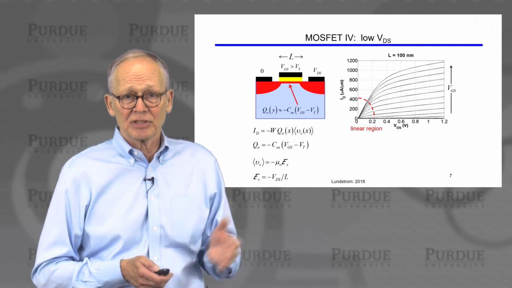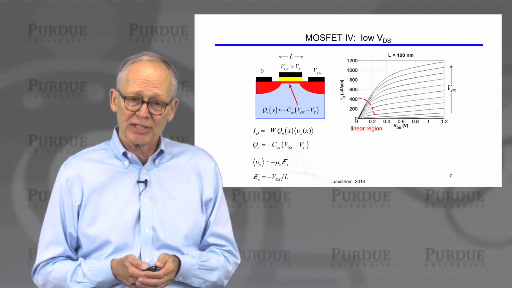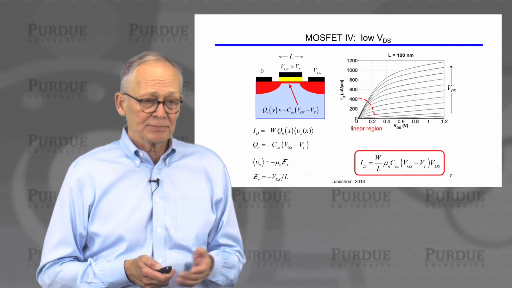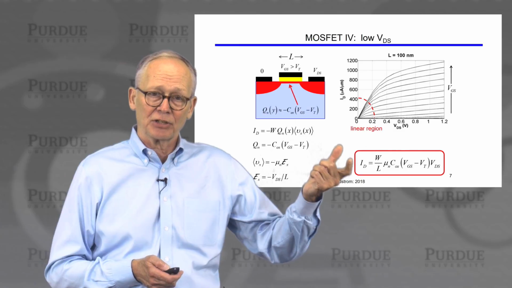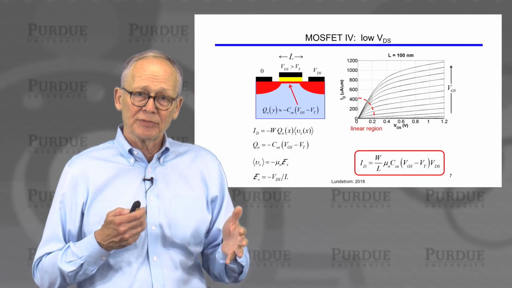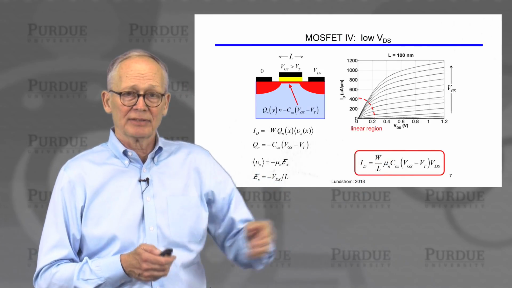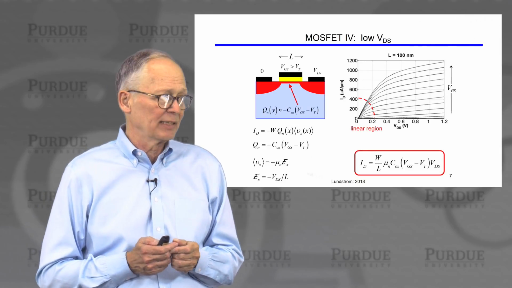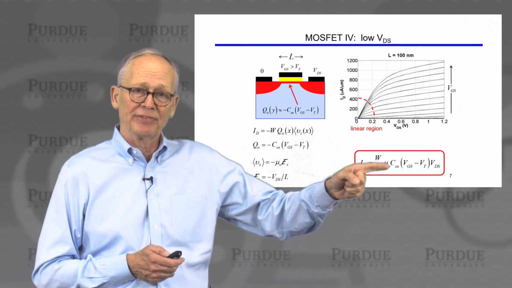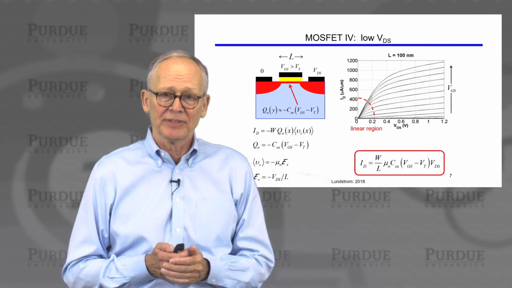And the electric field is just the voltage across the channel, which is VDS, divided by the length of the channel. The units are volts per meter. So we put it all together, and we have a simple expression for the current in the linear regime. The current is W over L, the width of the transistor divided by the length of the transistor, times mobility, which tells us how fast the electrons flow in an electric field, times the capacitance of this oxide layer in farads per meter squared, times (Vg minus Vt), and then times VDS.